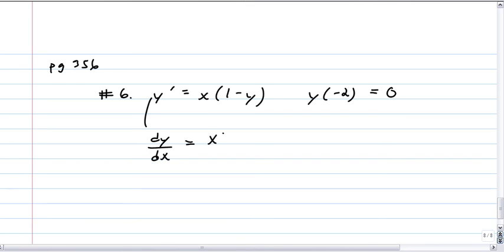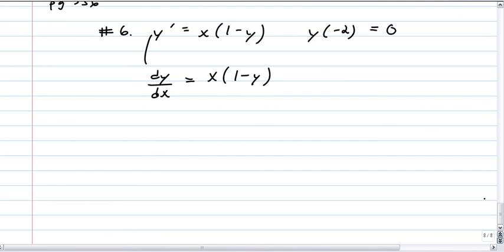We're looking at differential equations, finding the exact solution. So let's say we did number 6. Okay, in number 6, we have y prime equals x, 1 minus y, initial condition y sub negative 2 equals 0. So this is the same here as saying dy dx equals x times 1 minus y. So you're going to solve the differential equation. And their language is find the exact solution. So you're finding the particular solution to the differential equation.